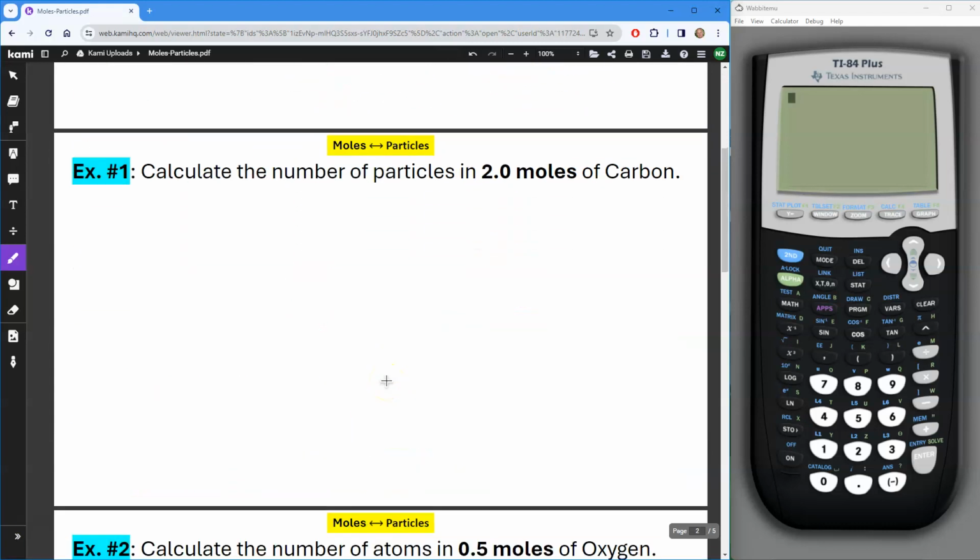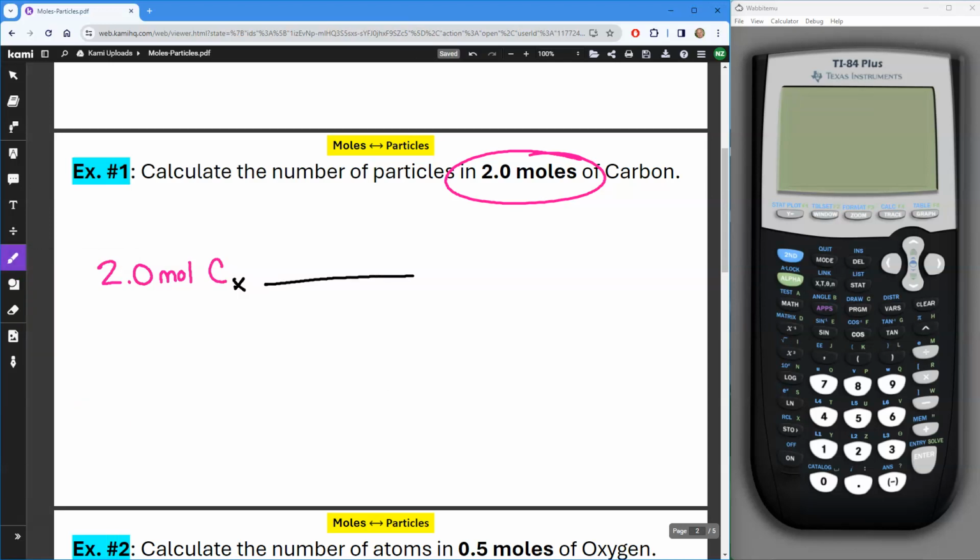So speaking of conversion factors, let's look at an example. Now these are actually easier than converting between moles and grams. So the first example says, calculate the number of particles in 2.0 moles of carbon. 2.0 moles is going to be our given. So 2.0 moles of carbon.